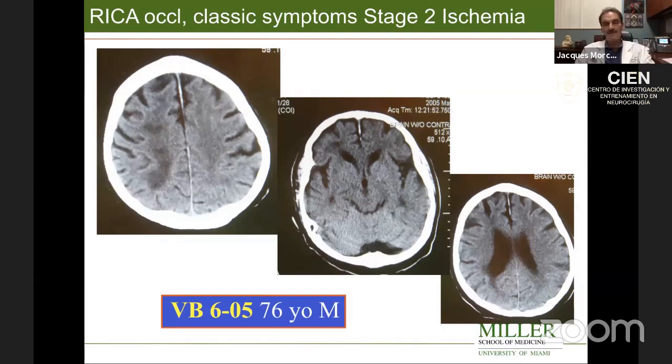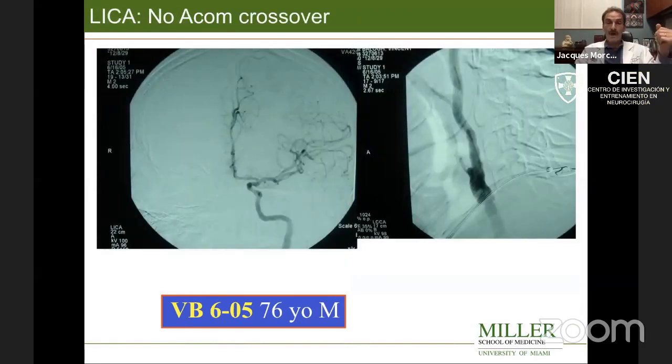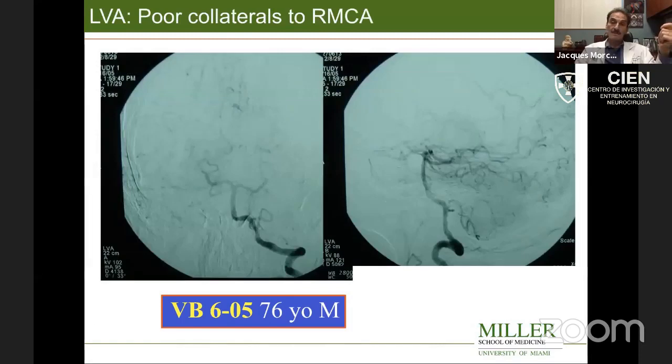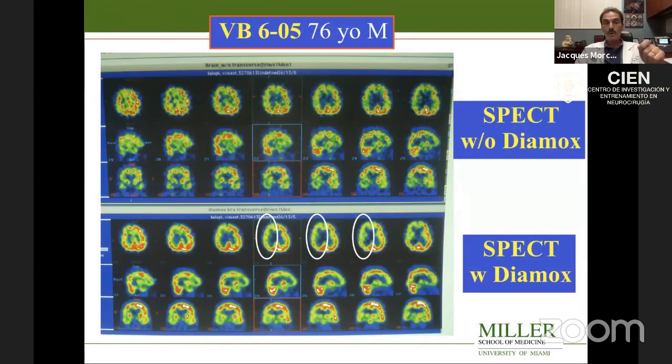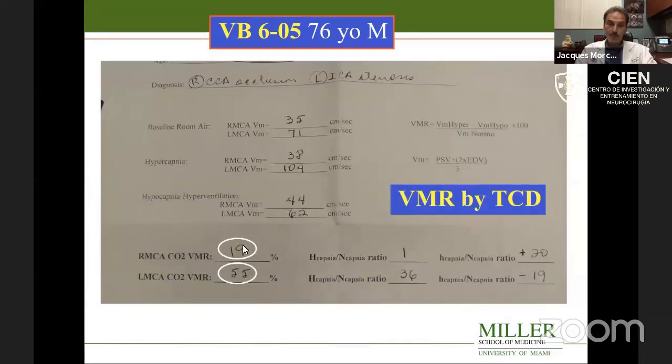This is a typical case, watershed infarction right here in a 76-year-old man who's having TIAs, multiple TIAs every day. Here is his carotid artery occlusion, and the other side is okay. And here is a SPECT scan showing that he has misery perfusion with Diamox, and his vasomotor reactivity is very poor, 19%. That's very low compared to his normal hemisphere, which is 55%. By the way, you do these with transcranial Doppler with CO2 manipulation.